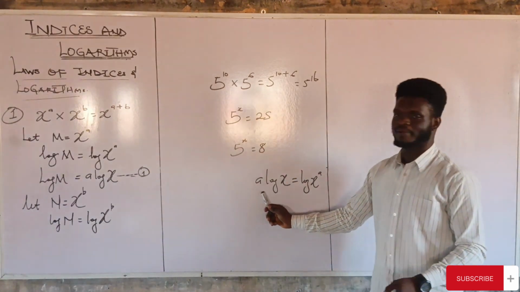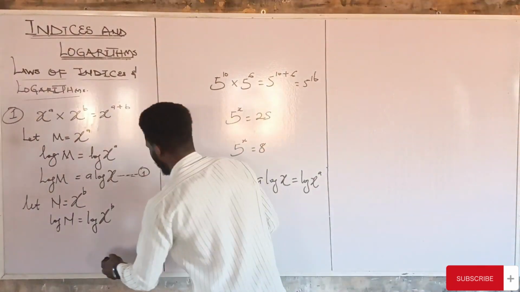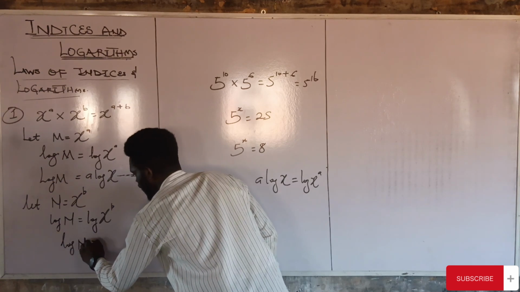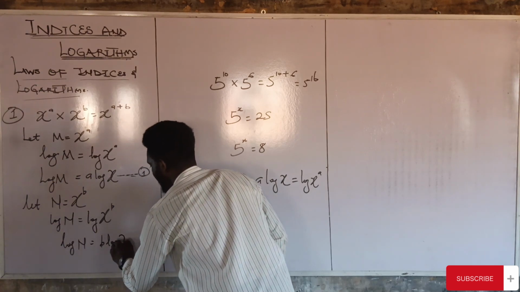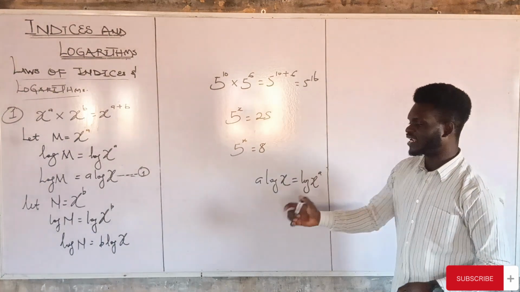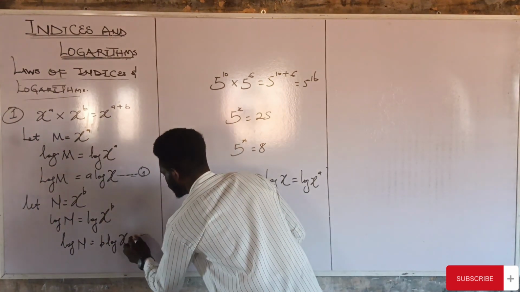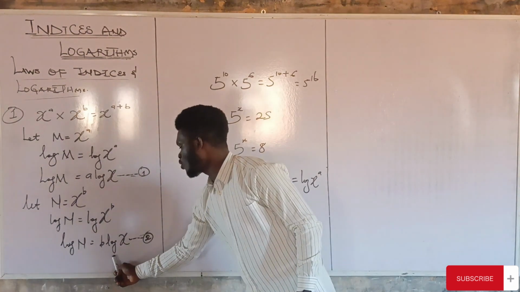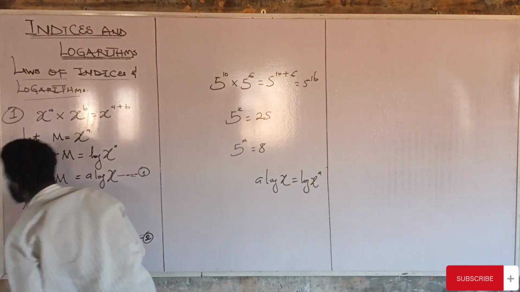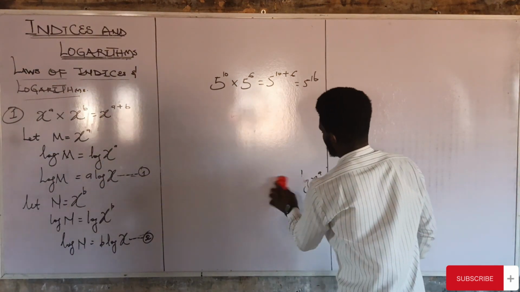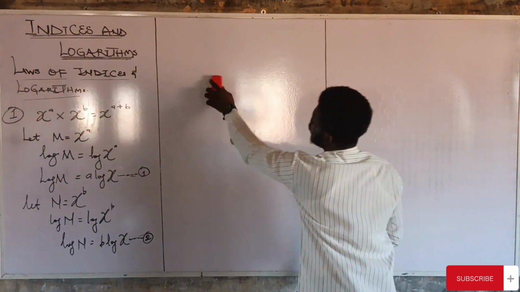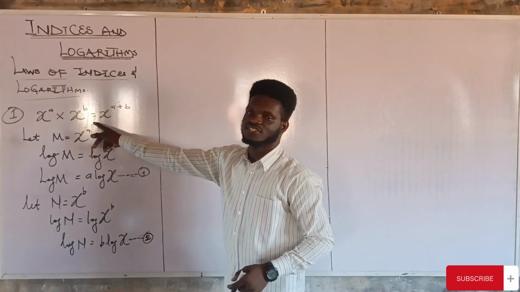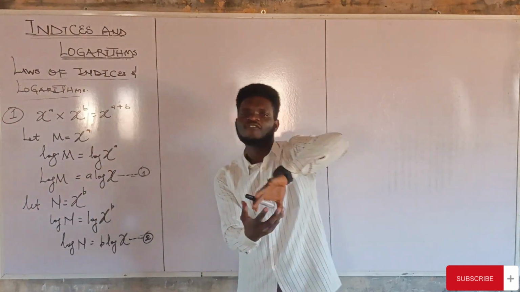So we have log n is equal to log x raised to the power of b. Once you add that, you apply the law that I gave you. What was the law? The b can go to the front. So we are going to have log n is equal to b log x. You can call this equation 2. Now we have equation 1 and equation 2. Don't get confused. What we are trying to do is use this law of indices to prove the law of logarithms.